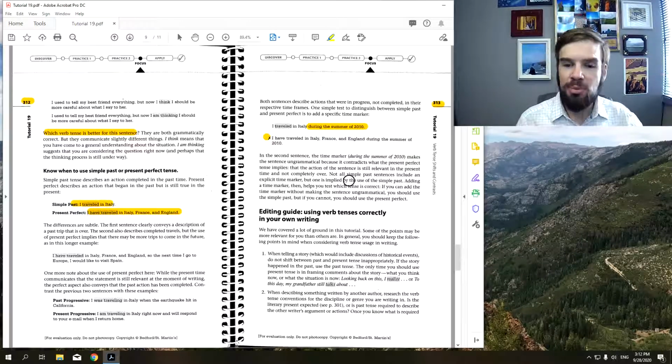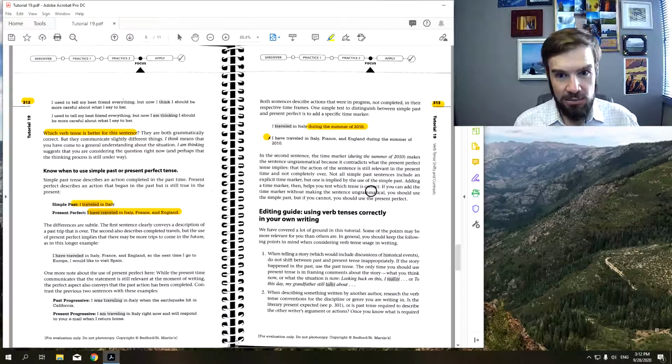Now, not all simple past sentences include an explicit, clear, specific time marker, but one is implied by the use of the simple past. Adding a time marker, then, helps you test which tense is correct. If you can add the time marker without making the sentence ungrammatical, you should use the simple past. If you can't, you should use the present perfect. Really important rule, everybody. So look at that paragraph again. Pause it. Reread if you need.